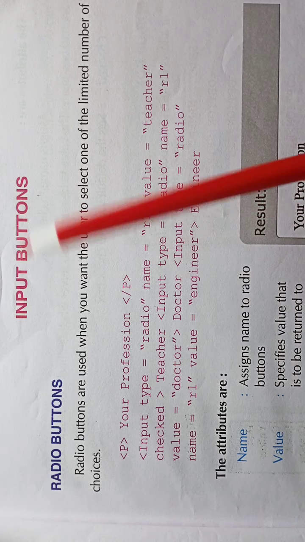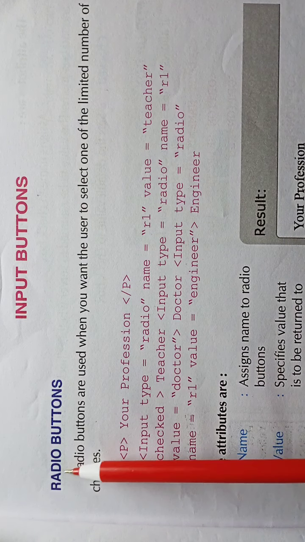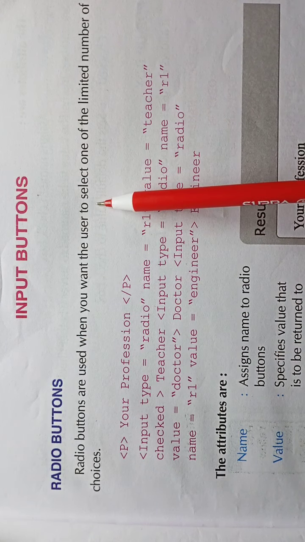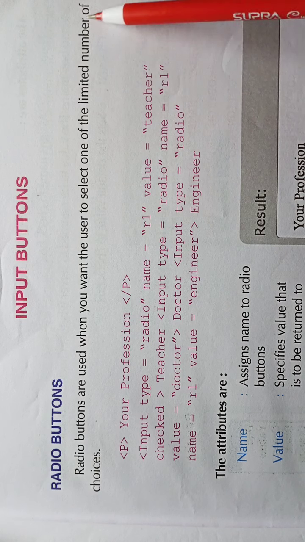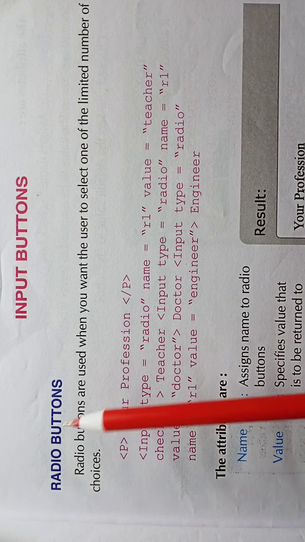In the input buttons we have basically two types of input buttons that we are going to discuss. One is the radio buttons and another one is the check boxes. So let us see what's the use of the radio button. Radio buttons are used when you want the user to select one of a limited number of choices, which means that if you have provided 4, 5 options, 10 options and you wish that the user should choose only one out of the given options, you are going to make use of the radio button.